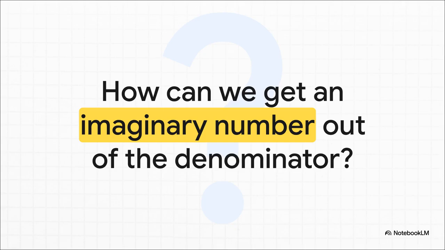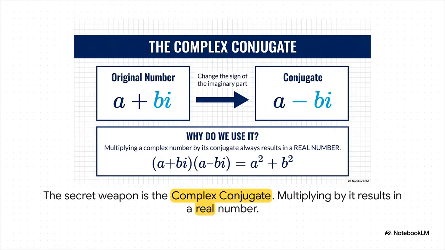In math, it's just considered bad form to leave a radical in the denominator of a fraction. And i is technically a radical, right? It's the square root of -1. So the big question is, how do we get that i out of the bottom? We do it by using this amazing tool called the complex conjugate.